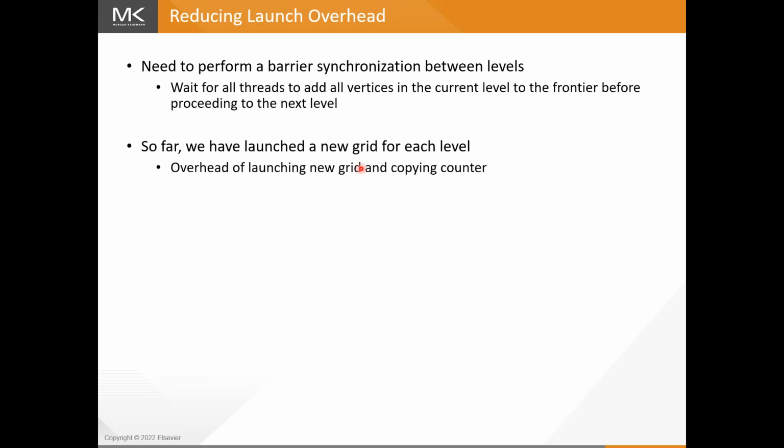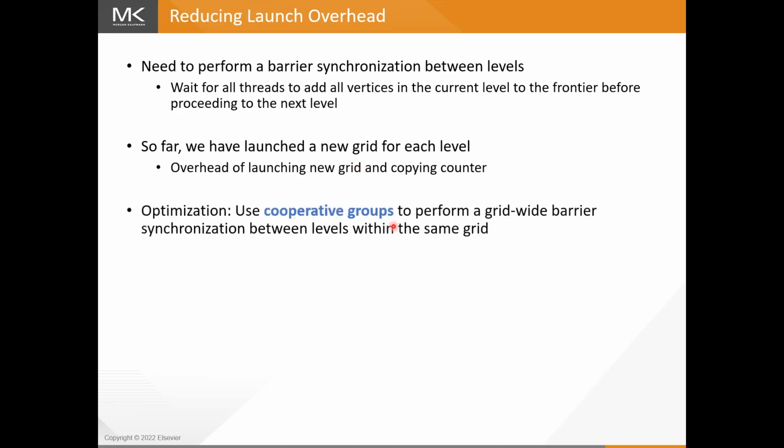Now, if I want to avoid this overhead, what can I do? Something we haven't seen before, but something that I've mentioned before. We want to do a synchronization across all threads in the grid. And we can do that with cooperative groups. So an optimization that we can do is, instead of launching a kernel for every level, we can launch one kernel, and we can iterate over the levels inside of that kernel. And after every iteration, we can do a grid-wide barrier synchronization. So we can use the cooperative groups API to perform a grid-wide barrier synchronization in between levels, and that way do the whole thing in just a single grid.